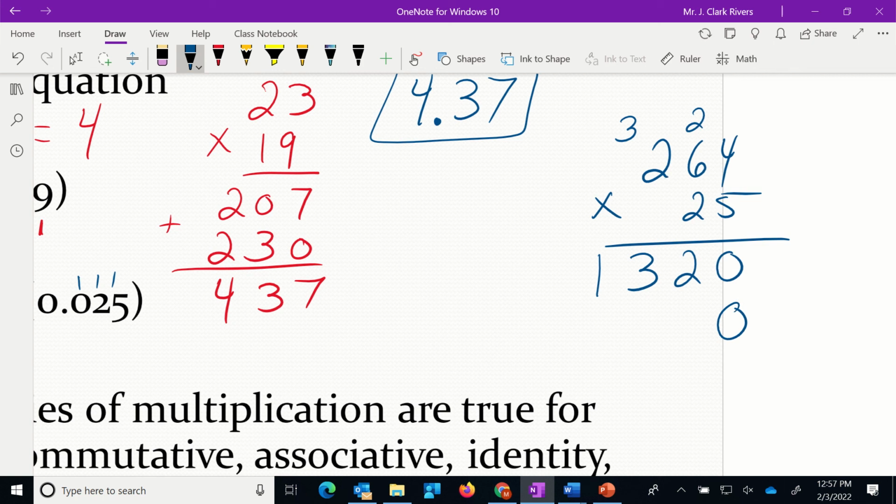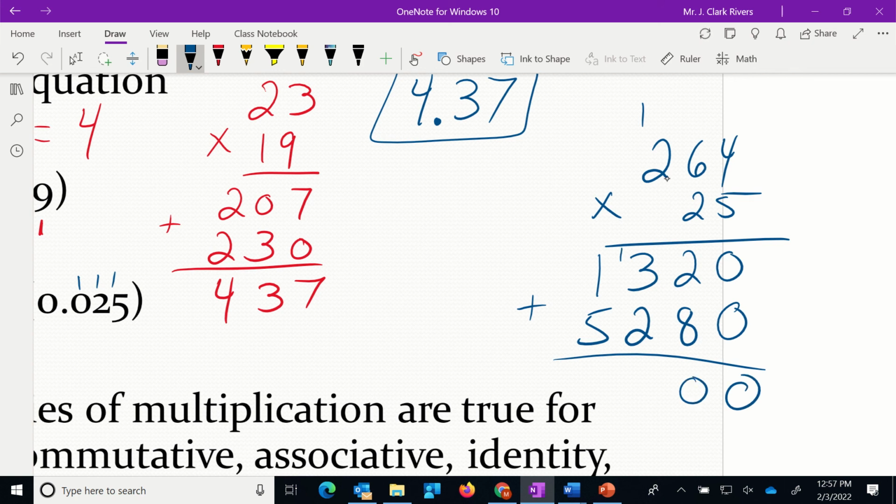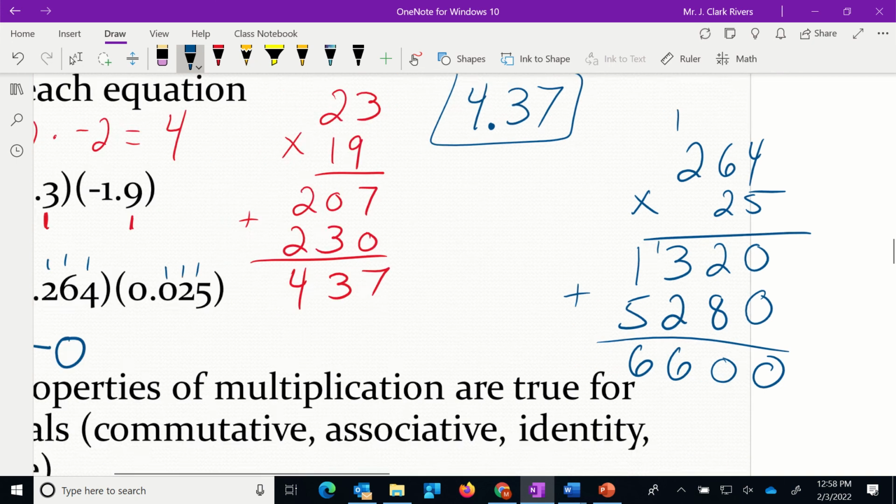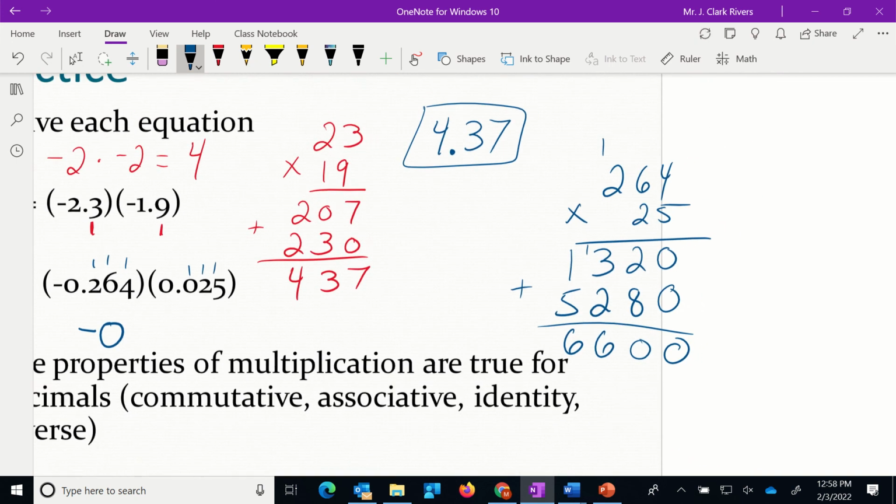Let me erase this. 2 times 4, we get 8. 2 times 6, we get 12. So 2, carry the 1. 2 multiplied by 2, we get 4. Plus 1 is 5. Any issues there? 5,280. 0 plus 0 is 0. 2 plus 8 is 10. Carry the 1. 1 plus 3 is 4. 4 plus 2, 6. 1 plus 5 is 6. So we have, let me do this in red, 6, 6, 0, 0.